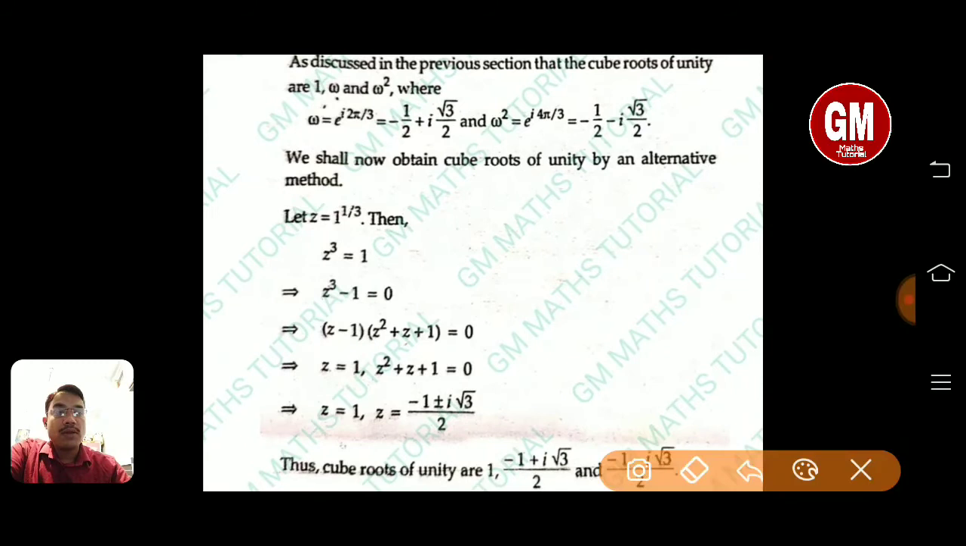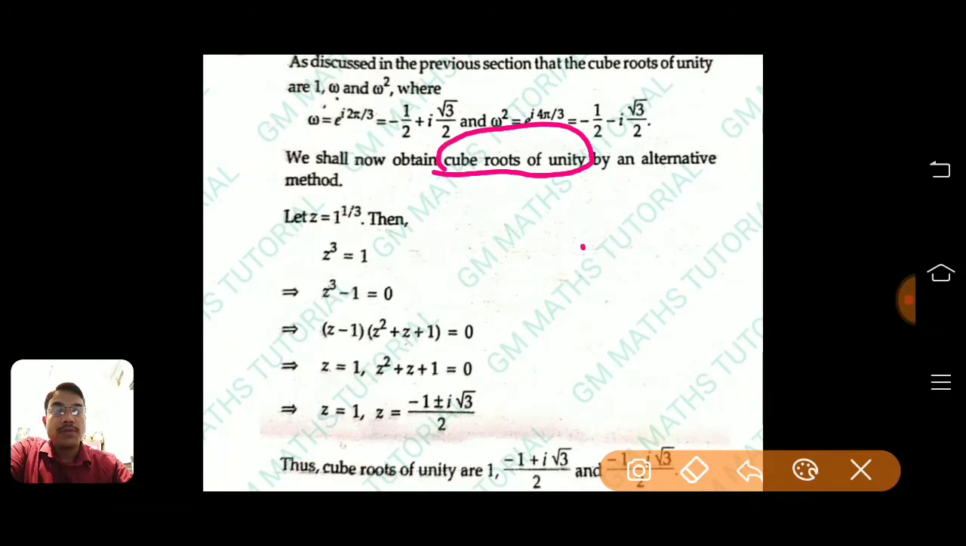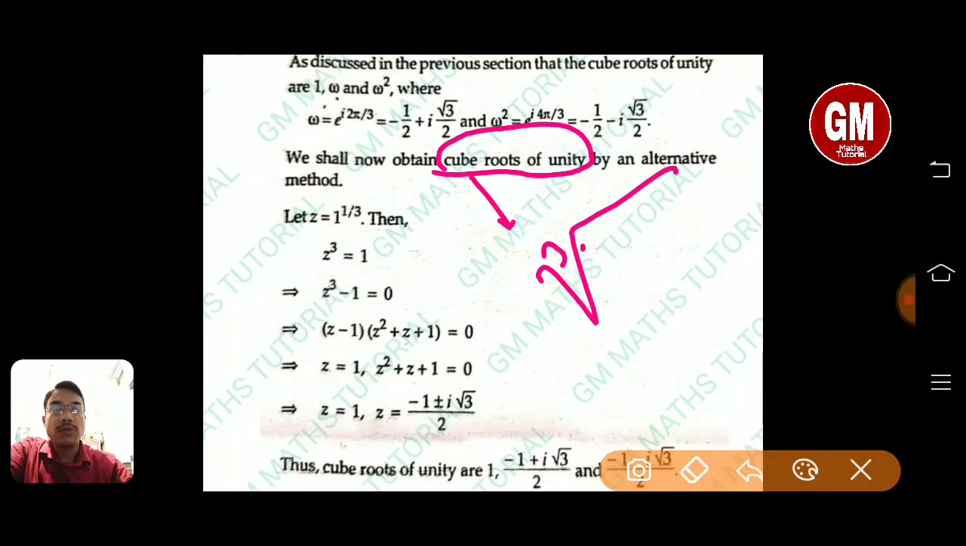Before that, we consider what is the meaning of cube root of unity. What is the meaning of cube root of unity? Let's see what is the meaning of cube root. Cube root means this is cube root, which has this 3.